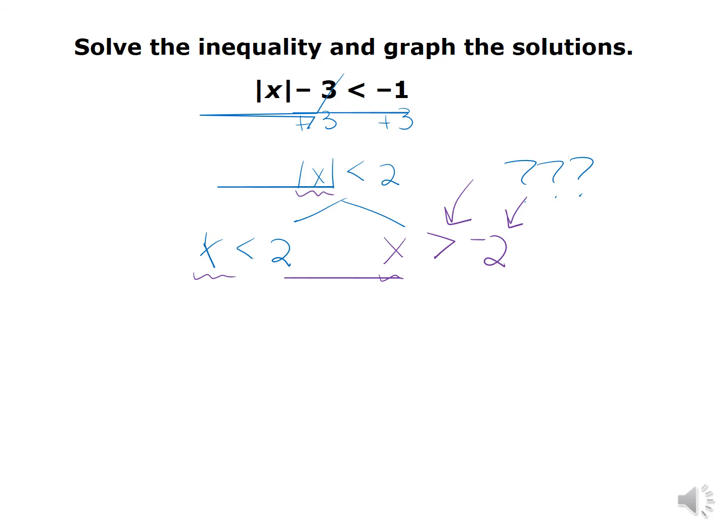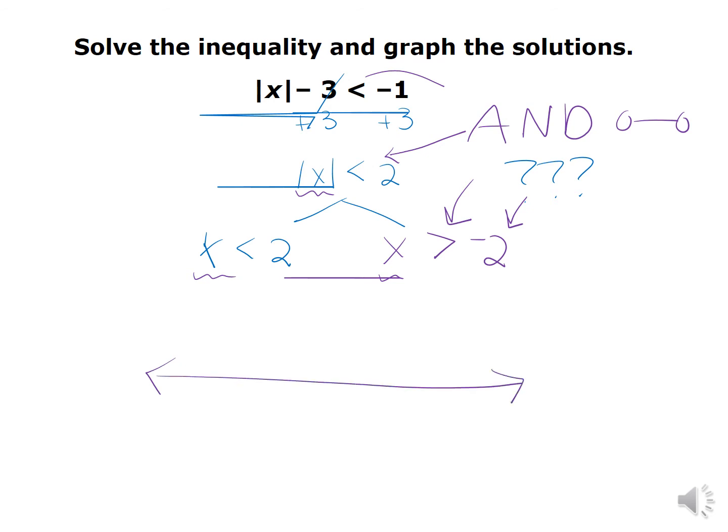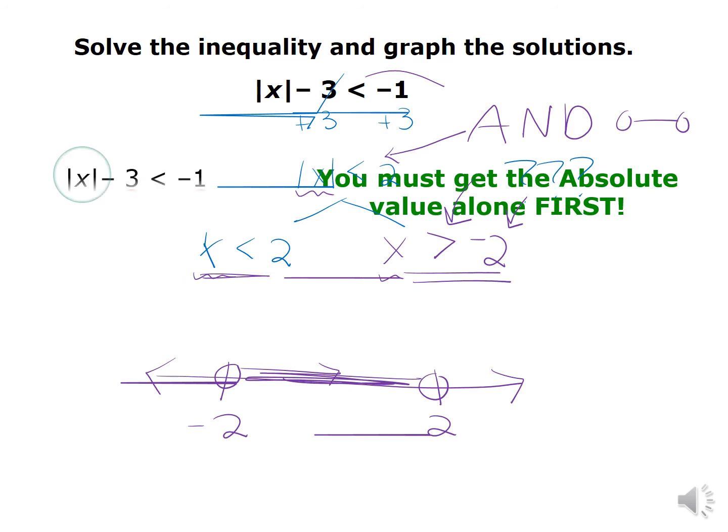So now if I'm going to graph this, and I forgot to tell you, the absolute value is less than, so it's an AND problem. So I'm expecting barbells. So let's graph it. One thing about absolute values is you want to look for the smallest number first. Negative 2, x is not equal to, but it's greater than. Then you graph this one. It's not equal to 2, but it's less than. So that's the way that your answer would look.